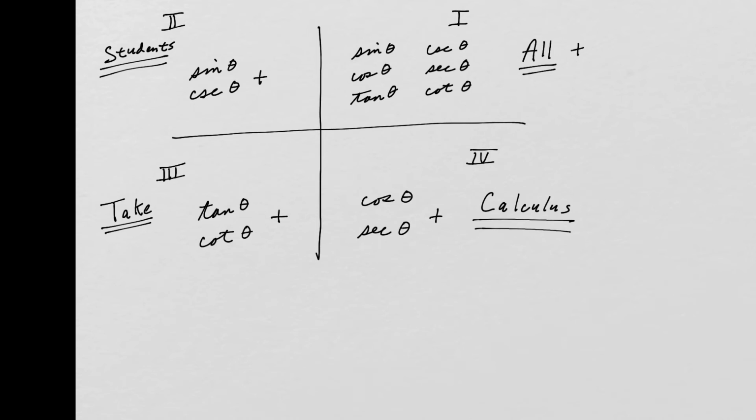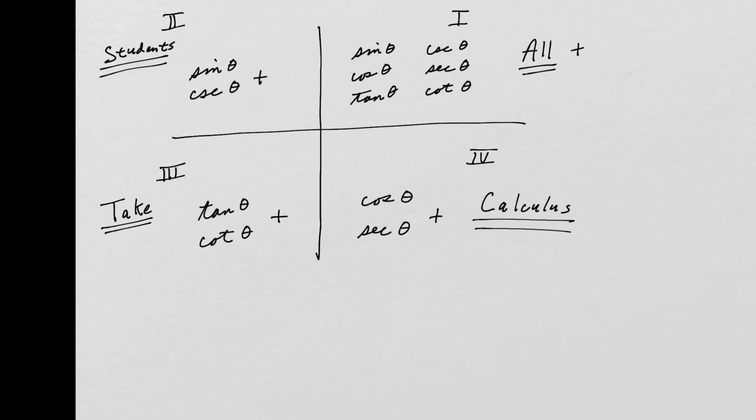All students take calculus, so all are positive in the first quadrant. Second quadrant, students, that reminds you sine is positive, but also 1 over sine, which is cosecant, has to be positive. Third quadrant, take, tangent, cotangent are positive. And the fourth quadrant, calculus, reminds you that cosine and then 1 over cosine, which is secant, are positive. All right.